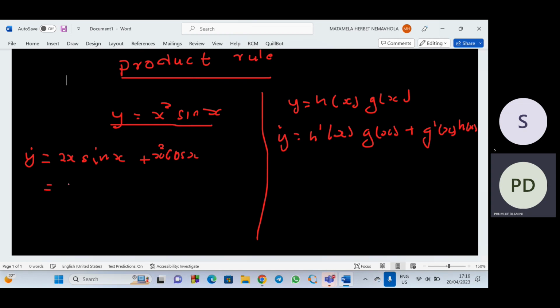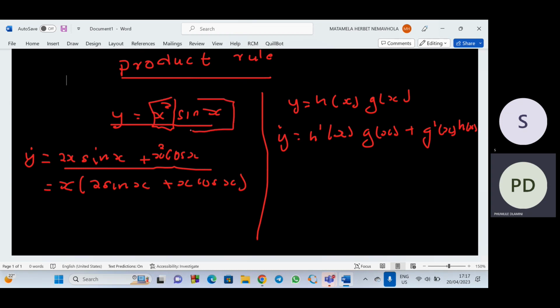So if you simplify this, sometimes you can just take out the common factor, which is x. Then we have 2 sin x plus x cos x. By doing this, but you can even stop here. By doing this, we have differentiated these functions using the product rule. So for the product rule, you must have two functions. We have a function for x squared, and we also have a function for sine squared.